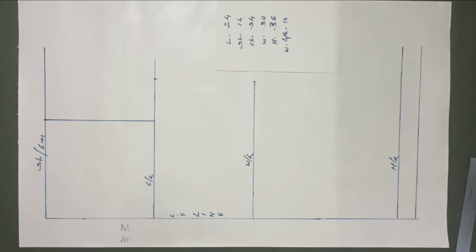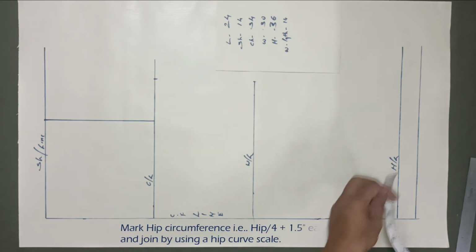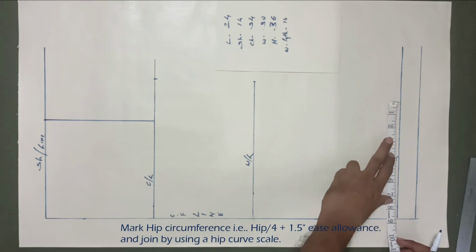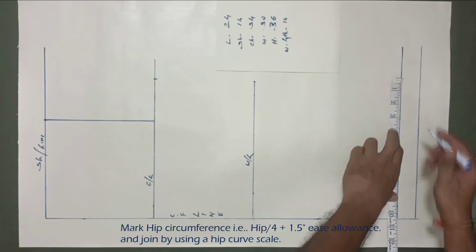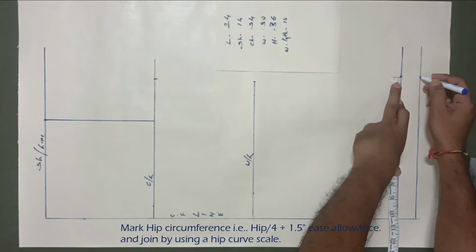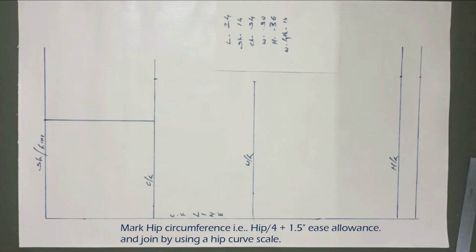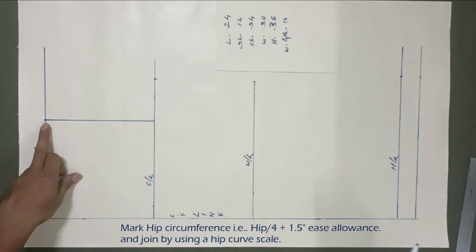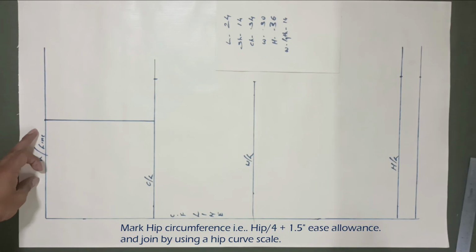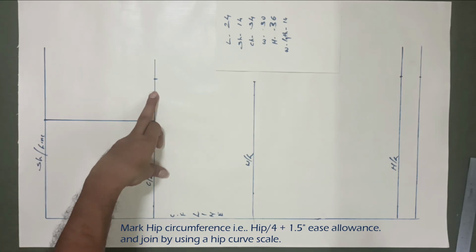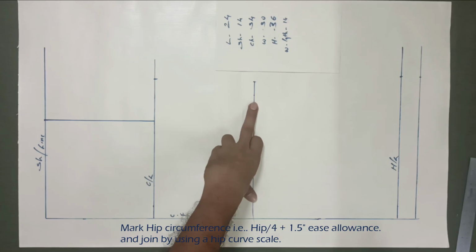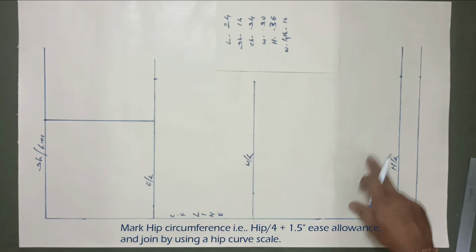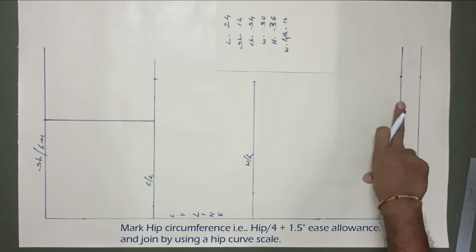Mark the hip circumference. Hip circumference is 36. Again the same formula applies: hip divided by 4 is 9 inches plus 1.5 inches is 10.5 inches. Mark it over here. The same applies to the hem folding line. Now we have marked the shoulder measurement, half of the shoulder, the chest circumference, the waist circumference plus 1 inch for the dart for shaping purposes, and the hip circumference.